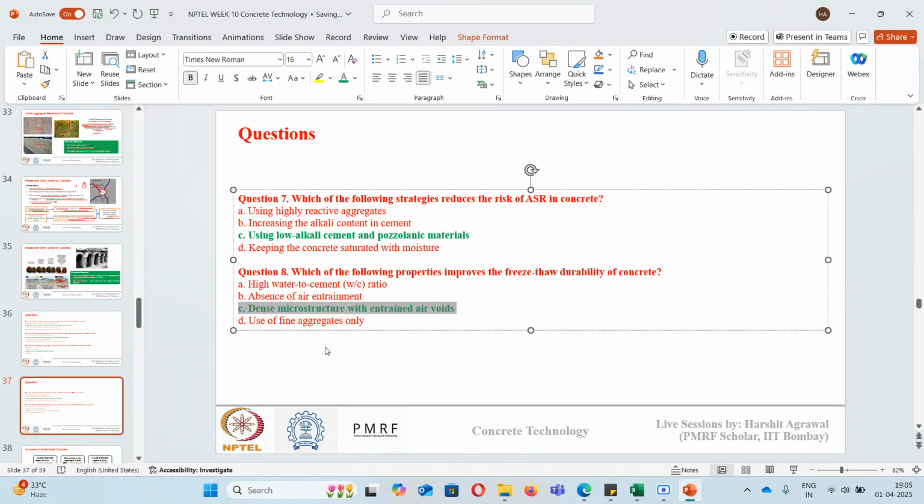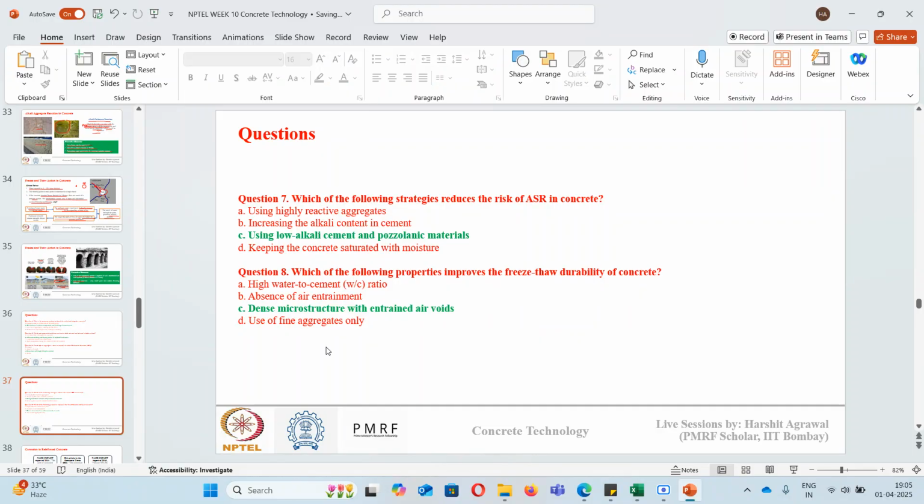So we have seen earlier, when there is ice formation, a pressure is created due to movement of water. So if I have air entrained voids, or artificially induced voids, intentionally induced voids inside the concrete, those void spaces will help me release the pressure created due to ice formation, and it will improve the freeze thaw resistance, or the freeze thaw durability of concrete.